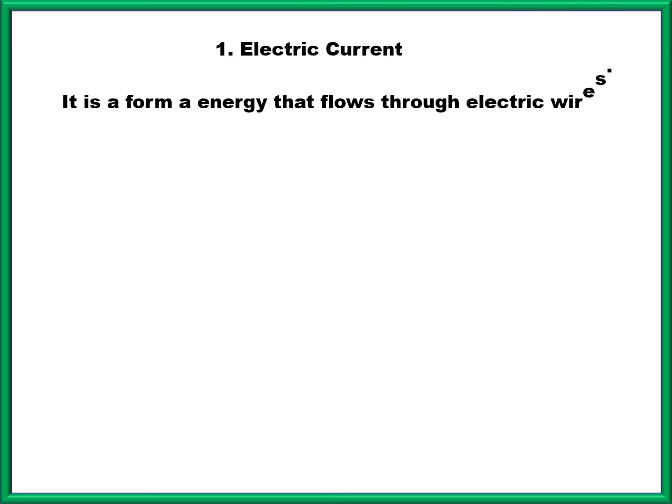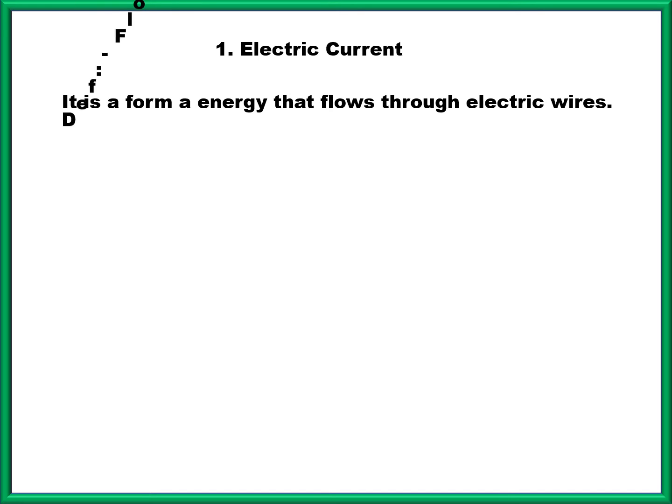Electric current is a form of energy that flows through electric wires or conductors. So electric current is a form of energy like sound, light, heat, wind. These all are forms of energy, and electric current is also a form of energy. But this energy will flow through the wires or conductors.